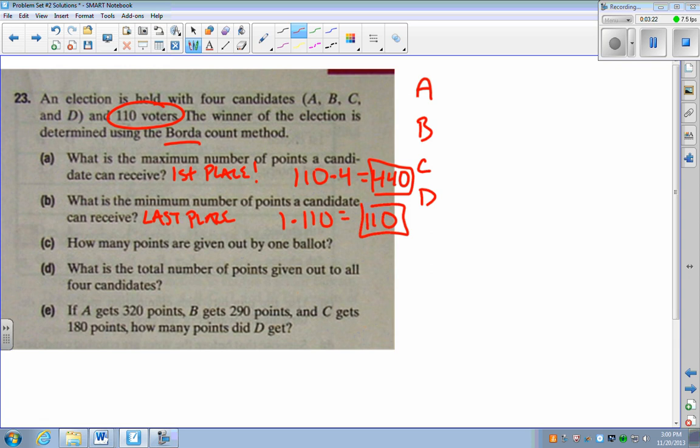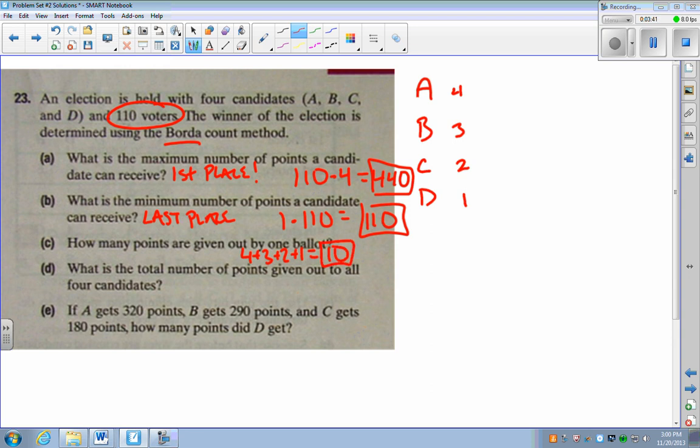C, how many points given out on one ballot? There's 4 people, so start at the bottom. Give them 1 point each. We go all the way up. 4 plus 3 plus 2 plus 1. 10 total points.